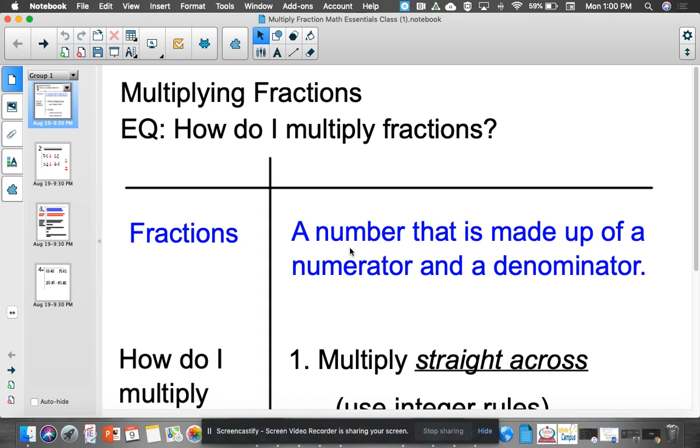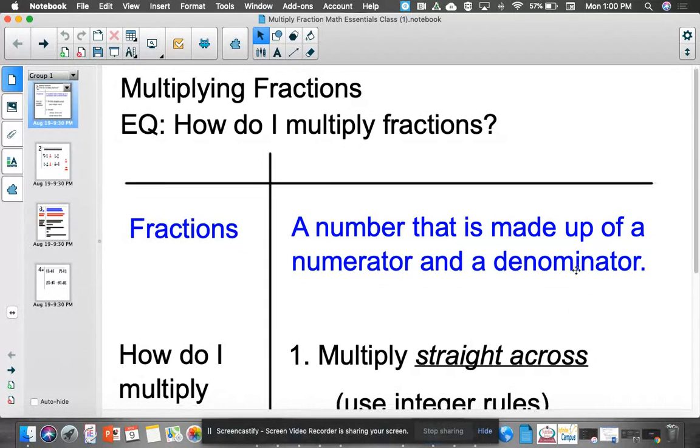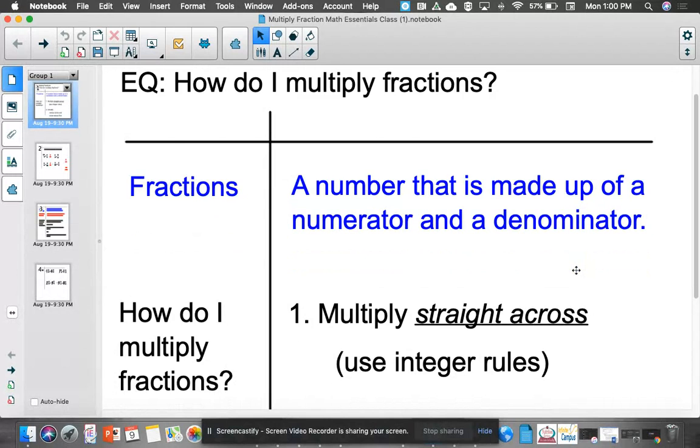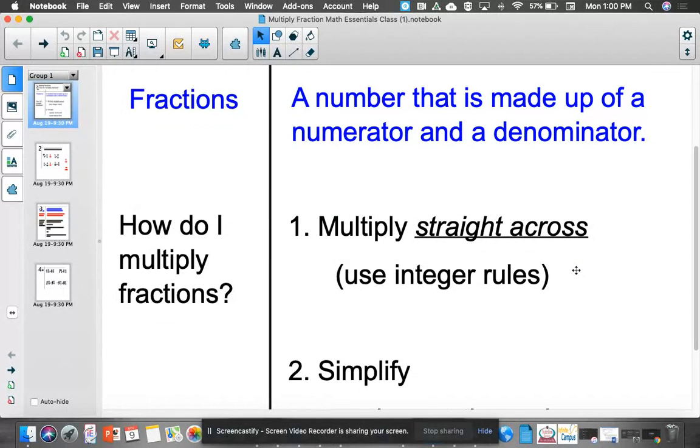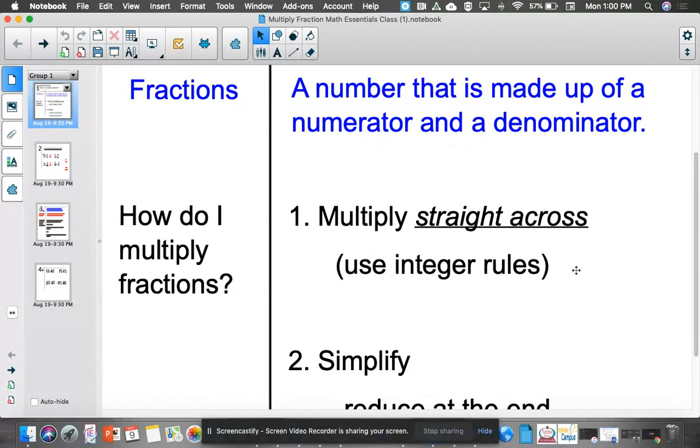Hello. Today we're going to work on multiplying fractions. So how do I multiply fractions? Fractions are obviously a number that is made up of a numerator and a denominator. We've been working with fractions with adding and subtracting. How do I multiply fractions?